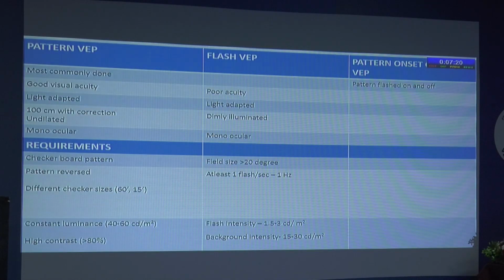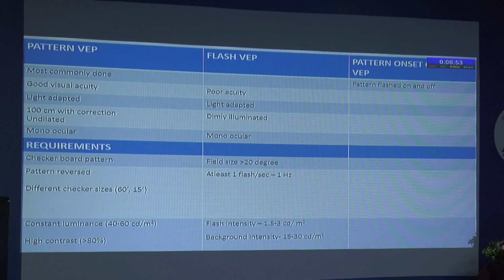Now, pattern VEP is most commonly done for patients having good visual acuity, in a light adapted state, at 1 meter with correction, in undilated conditions, monocularly. Here, the requirement is a checkerboard pattern, and the pattern is reversed. We have different check sizes of 60 minutes and 15 minutes. The luminance is constant, 40 to 60 candela per meter square, and the contrast is high.